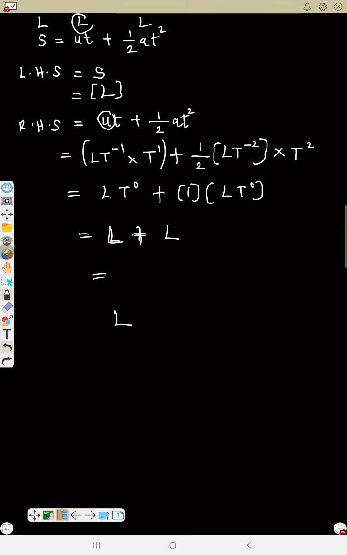That means if you are adding the two lengths, you must get length in the third result. Just like 5 meter plus 4 meter, it must give you 9 meter. So meter, meter, meter. Or L plus L is 2L, 2 is dimensionless, so that will be L, like that. That means the formula s equals ut plus half at squared is dimensionally correct. So the formula may be correct.